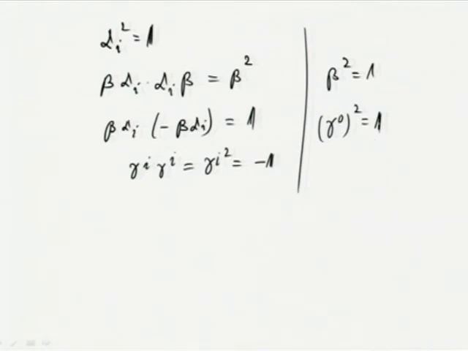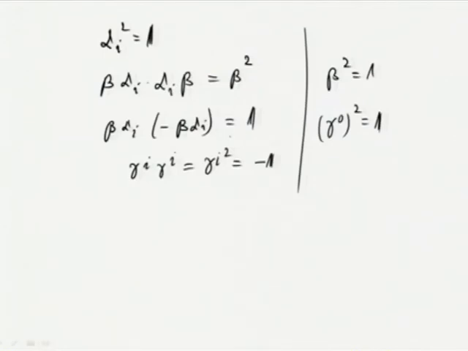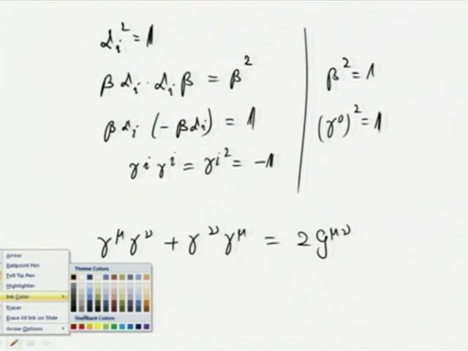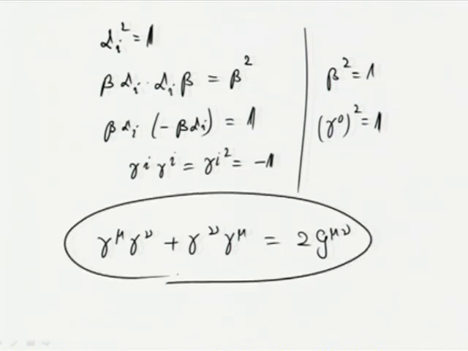Putting together all these, the anticommutation relations, these two relations, and this property of the square of the gammas, we can write gamma^mu gamma^nu plus gamma^nu gamma^mu equal to 2 g^{mu nu}. I would like you to verify that these in components are exactly the same as what we have now written here. So that is essentially the thing that we want to discuss.